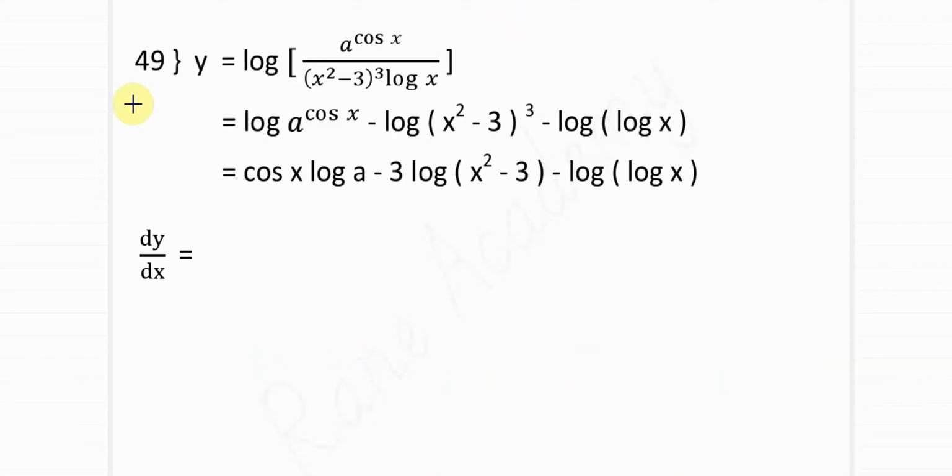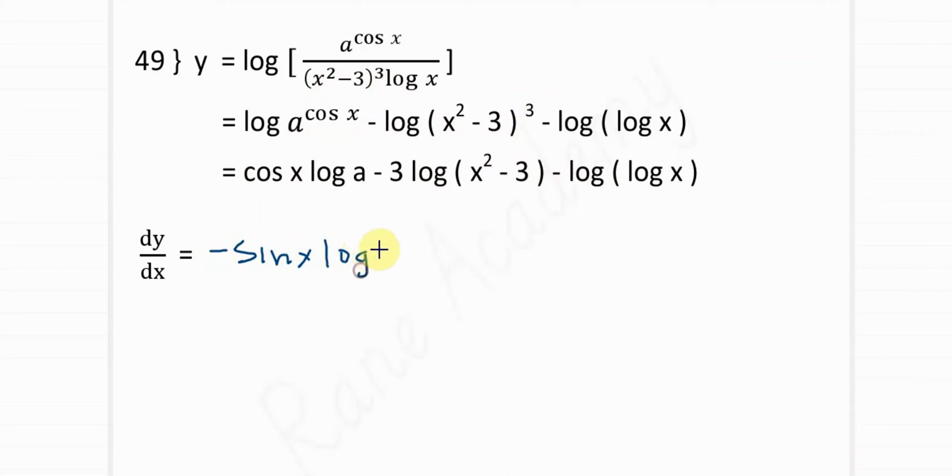Question number 49. y is equal to log of (a raised to cos x upon (x square minus 3) whole raised to 3 log x). By the property of logarithm, we have only one term in the numerator and two in the denominator. So we have a minus sign, this cos x will come here, and we have 3 here and log of log x. Log a is a constant, so we keep it as it is, and the derivative of cos x is minus sin x. So we write here minus sin x log a.